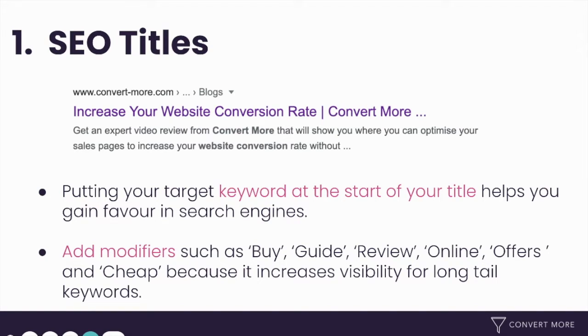So you need to complete the title. The title here is this top bit in purple, and the description is the bit of text underneath. And you need this to be optimized for your keywords, because if you don't have your main keyword in your title and your description, it's not going to be shown as an impression in Google when someone types that phrase into Google. So make sure you've got your keyword at the start of this title. And then think about adding modifiers, things like buy, guide, online, because it increases the visibility of long tail keywords.